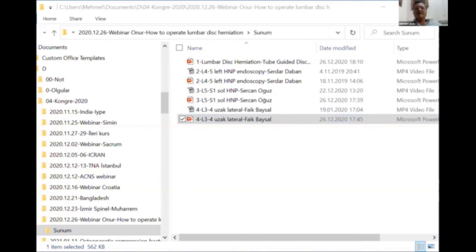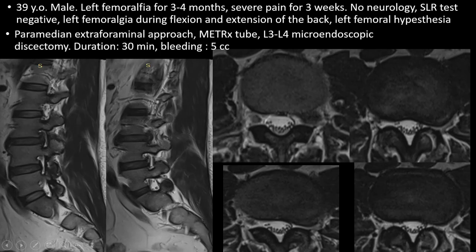And we can enter here with a paramedian incision, 4 centimeters lateral to midline. Is it all? Yes.